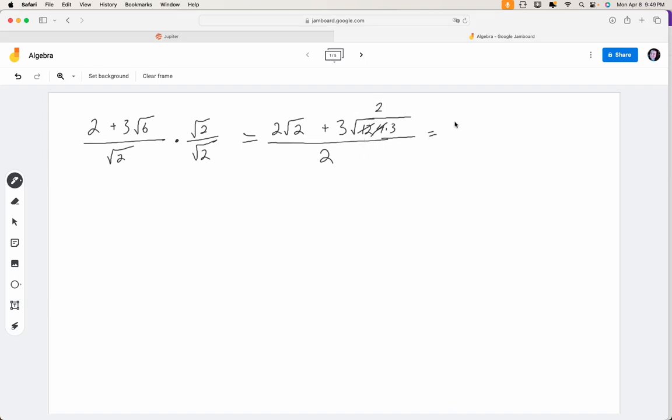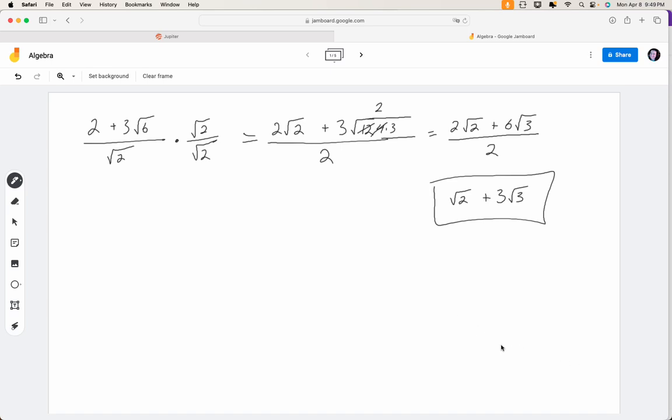The answer is 2 times the square root of 2 plus 6 times the square root of 3 all over 2. And we're still not done because these coefficients can be reduced. So 2 divided by 2 would be 1, which leaves the square root of 2. And then 6 can be divided by 2, which leaves 3 times the square root of 3. That would be your answer right there.